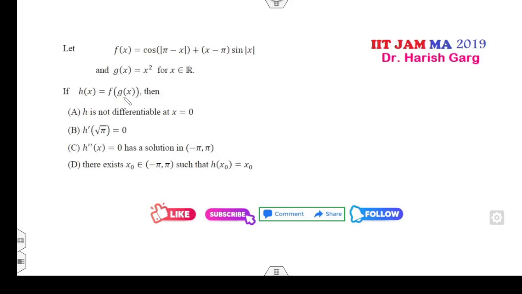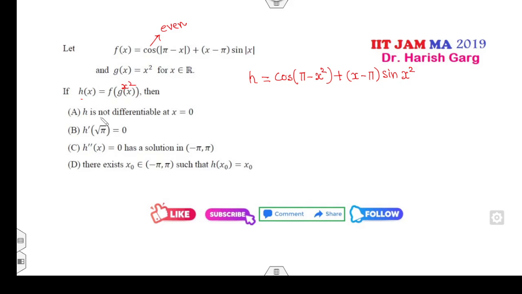f of x is more, h is my g of x square. Can you find the value of the h? h of x square. Cos is always an even function. Fine. तो यहाँ तो मॉडुलस का कोई काम ही नहीं है. I can simply write pi minus x square plus x minus pi and sine of x square, जैसी x square होगा मोड भी खत्म हो जाएगा, that is x square.